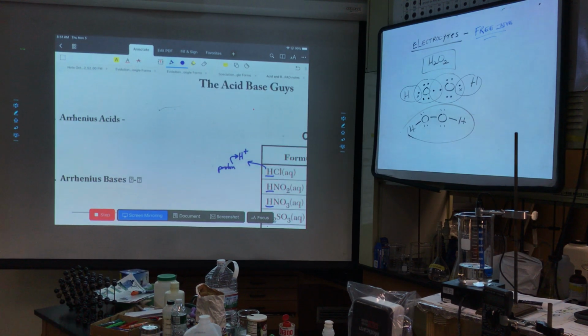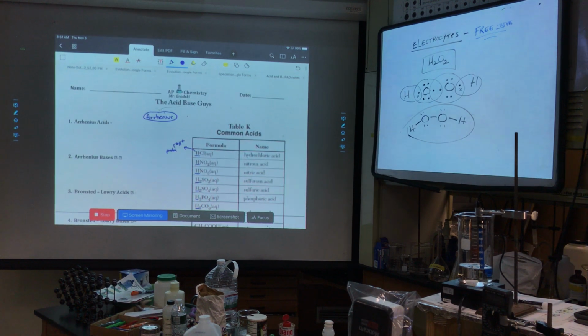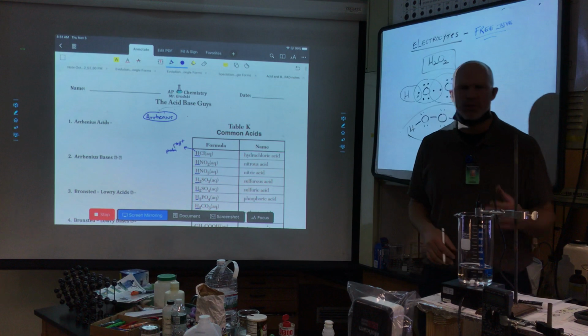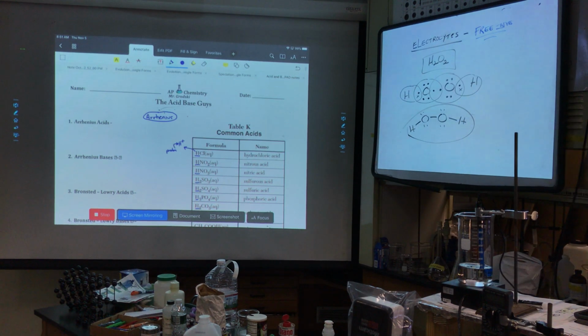So up here, we're going to write Arrhenius. A, R, R. H is silent, but I have to write it anyway. I feel like it's ridiculous. So there's my Arrhenius definition, and that's going to remind me that it is the smallest scope definition. He was the first to define acids and bases.